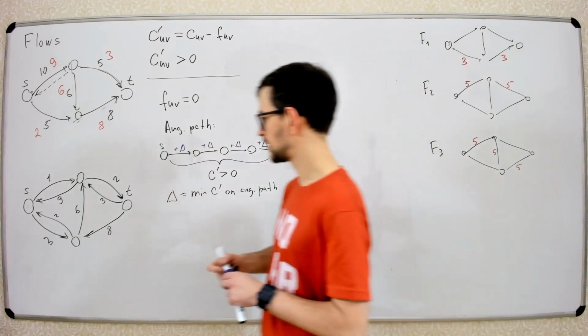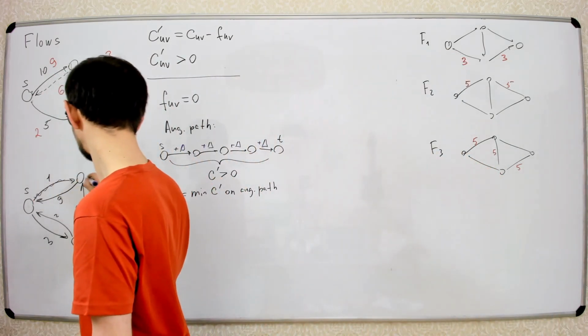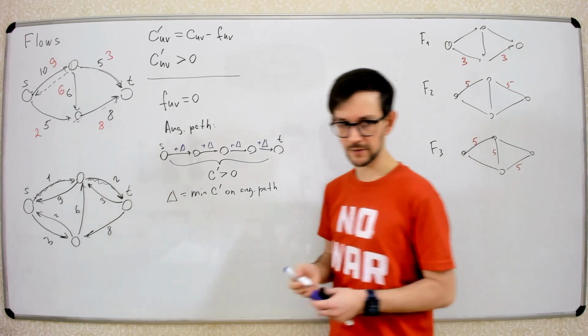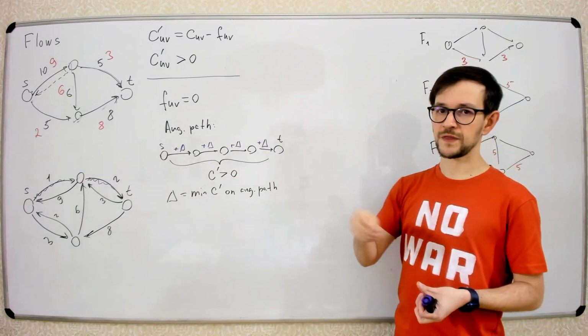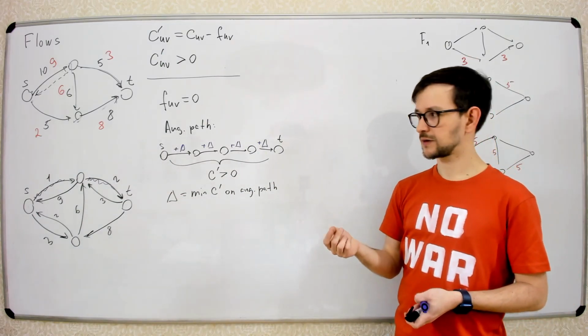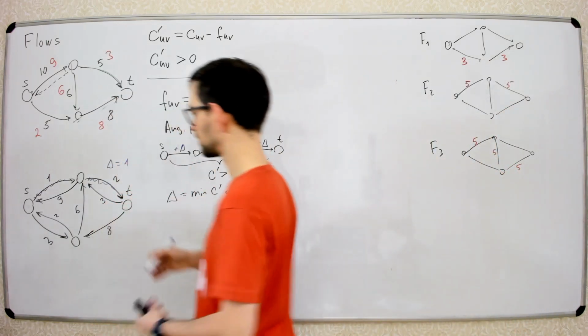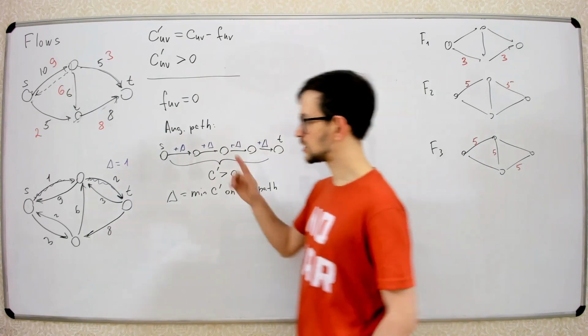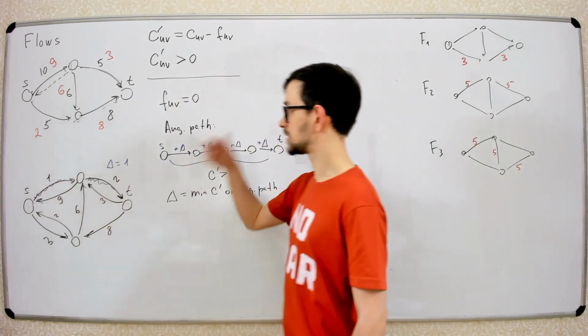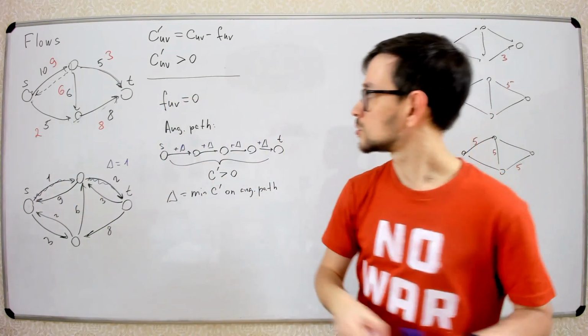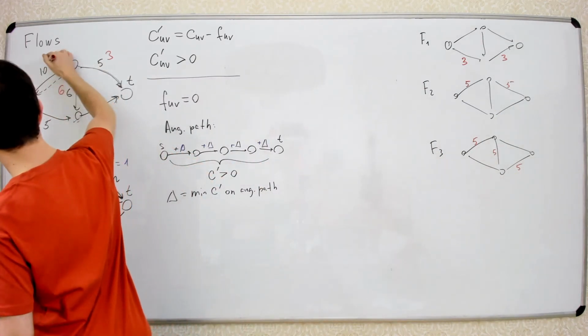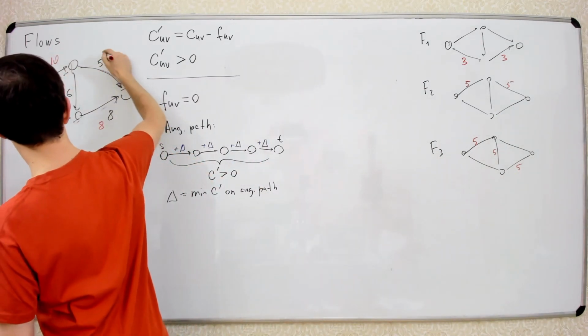For example, let's find this path. So we find this path. Calculate the minimal residual capacity on this path. It will be 1. So delta is 1. And now we just increase the flow for these edges by 1. So we'll say this flow is now 10. This flow is now 4.